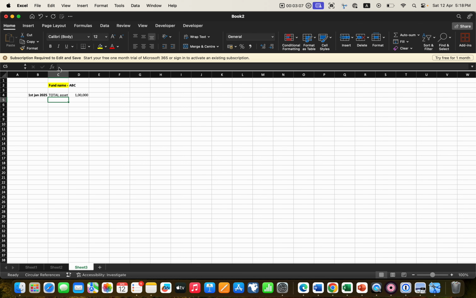Then total liabilities. Okay, we'll discuss what the parts of a liability are as well. Total liability is 20,000. So here 20,000 will be there. So what is the net? 80,000 is coming. So just 80,000 is the net between the total asset and liability.